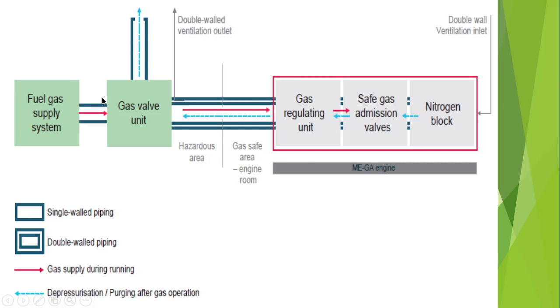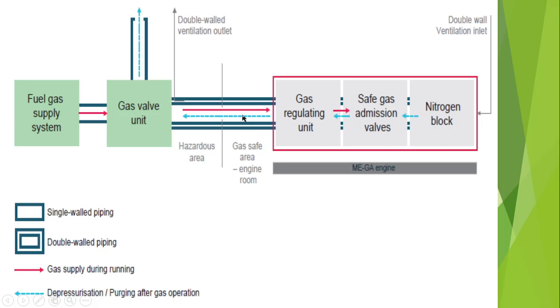The second thing we need to see is the piping. The single line indicates single wall piping, and the double line indicates double wall piping. So what do I mean by single wall and double wall? Basically it is double wall protected, so that even if the single wall pipe fails, the double wall prevents the leakage. That is double wall piping.